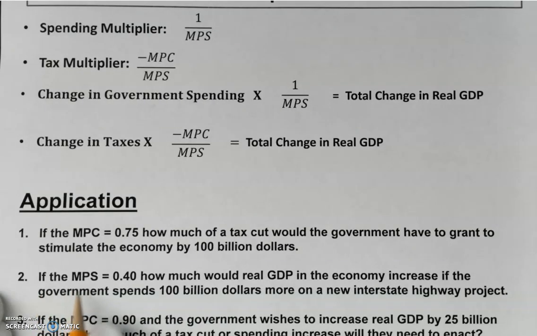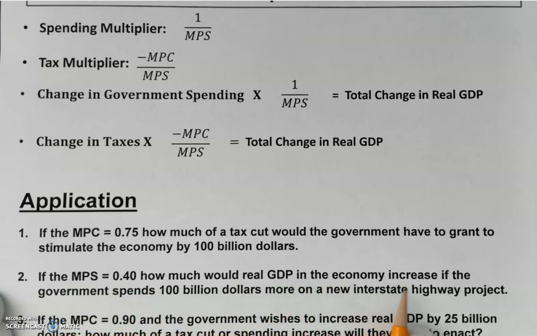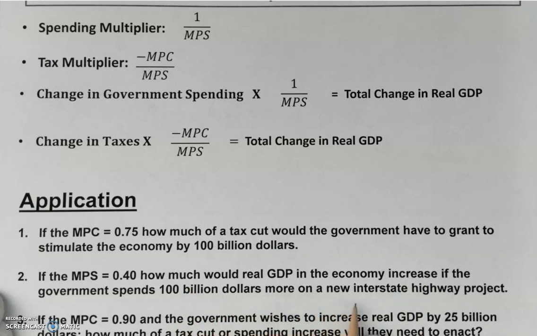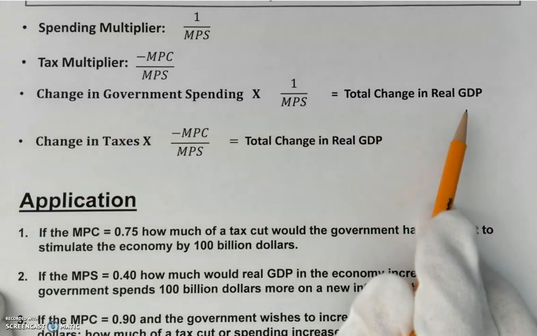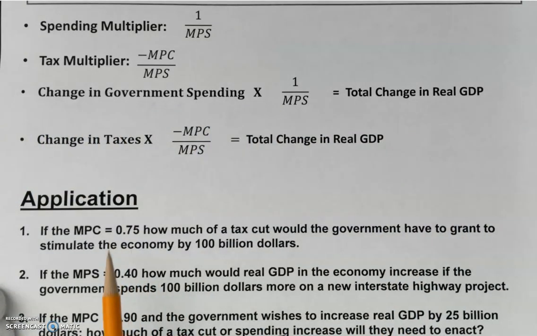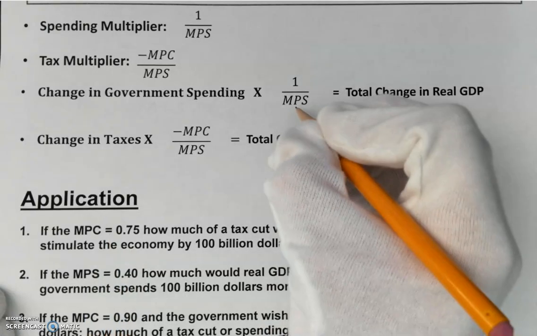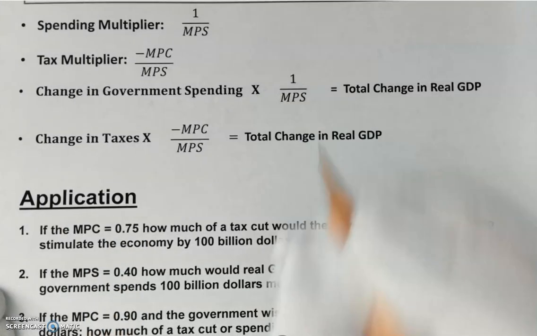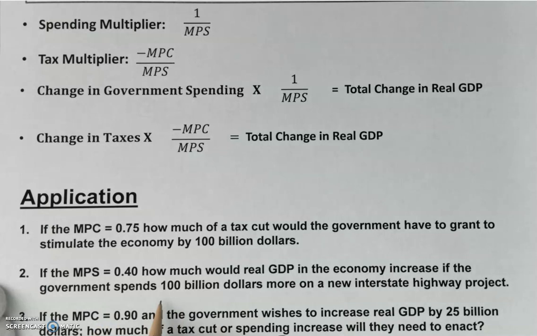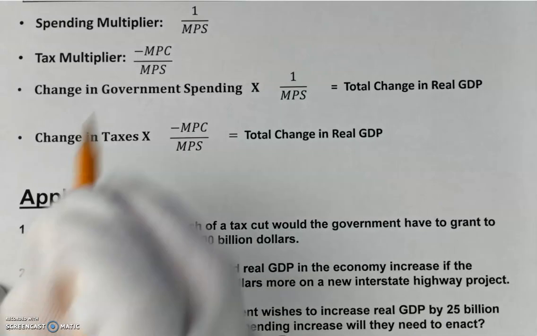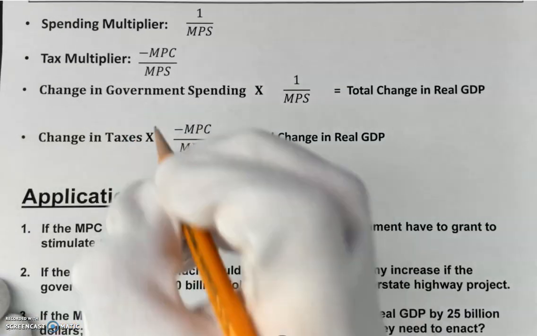It says, if the marginal propensity to save is 0.4, how much would real GDP in the economy increase if the government spends $100 billion more on a new interstate highway project? Well, we identify the appropriate formula. This is about government spending, so we're going to use this formula here. And we know what the MPS is, so we're going to have this number here. And we also know that the government is spending $100 billion more. So we're going to have this number here. So let's go ahead and put those in there.